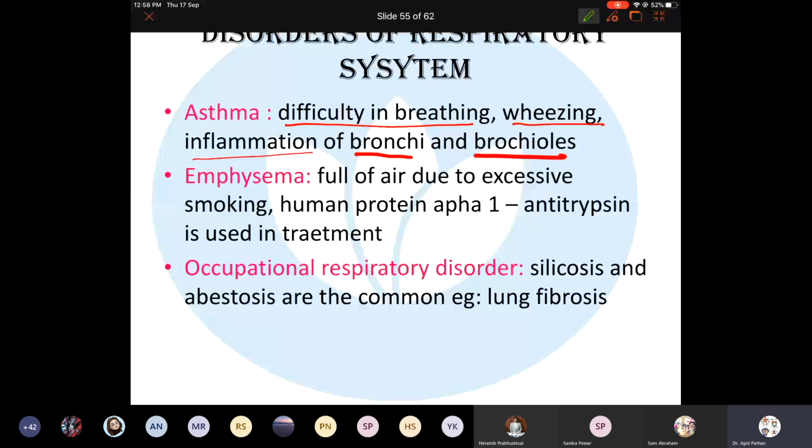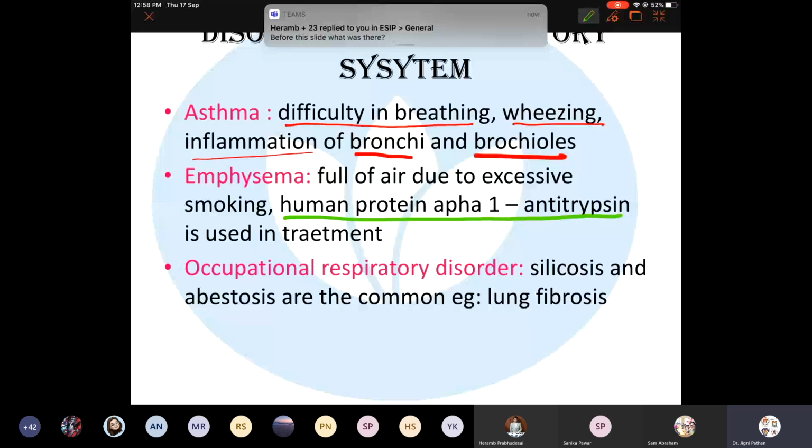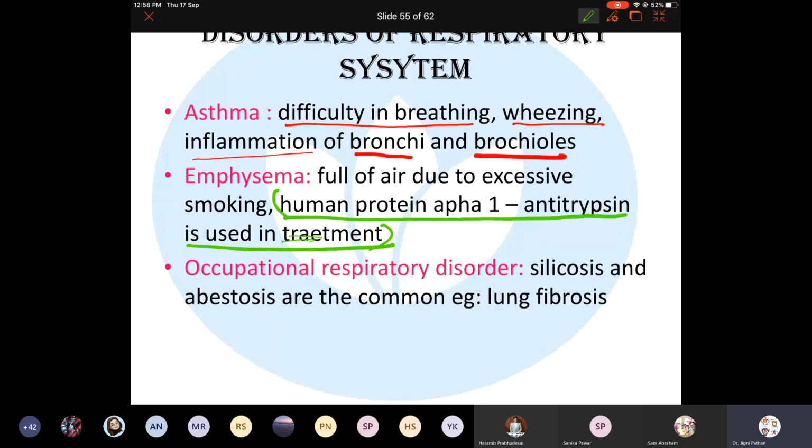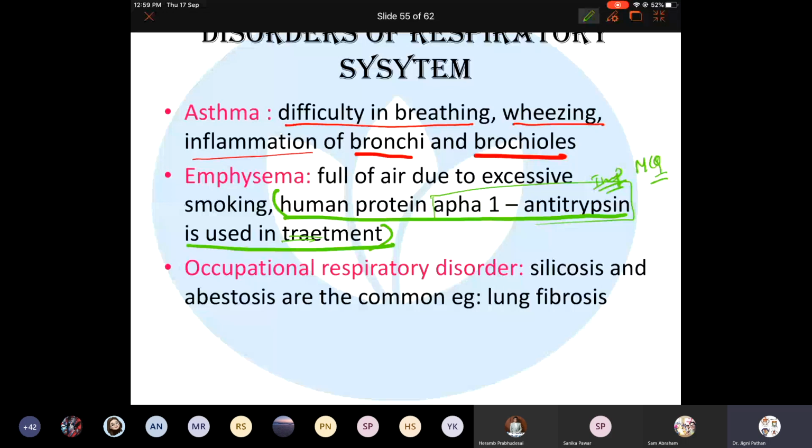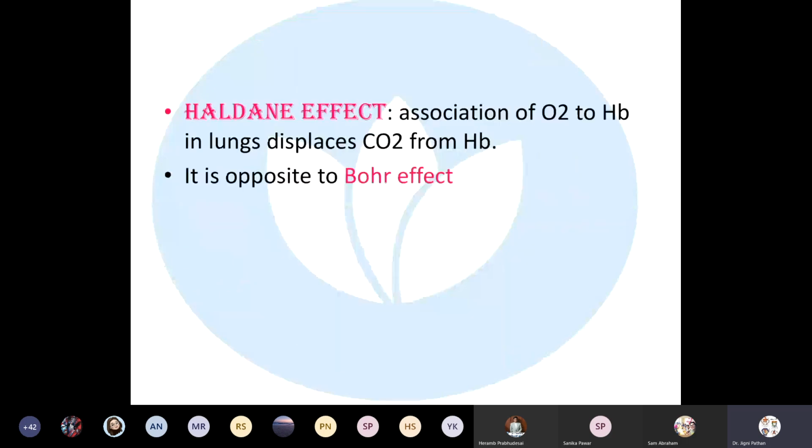Listen, one more important thing I can tell you. Human protein alpha 1 antitrypsin is used in the treatment for emphysema. Write down, this is an important question. Write down this point: human protein alpha 1 antitrypsin. They'll ask you this question. This is an MCQ question. I'll come back to the dead space volume. Okay, next. Let me show you. Just a minute.